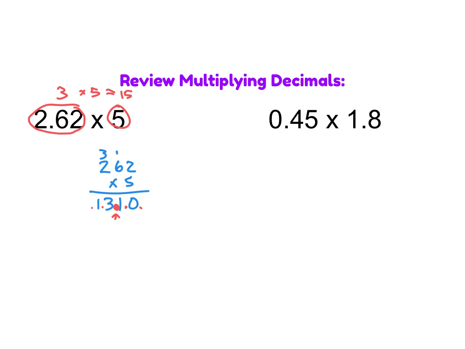Another way we can do this is we can count the number of decimal places in the problem and then adjust our answer. So if I look in this problem, I have 1, 2 decimal places there, and there aren't any decimal places here because there's nothing behind the decimal point. Okay, so I have a total of 2. So I'm going to move from the back forward 2 spaces, and there it is, 13.1 or 13.10. This 0 doesn't need to be there anymore because we moved the decimal point.